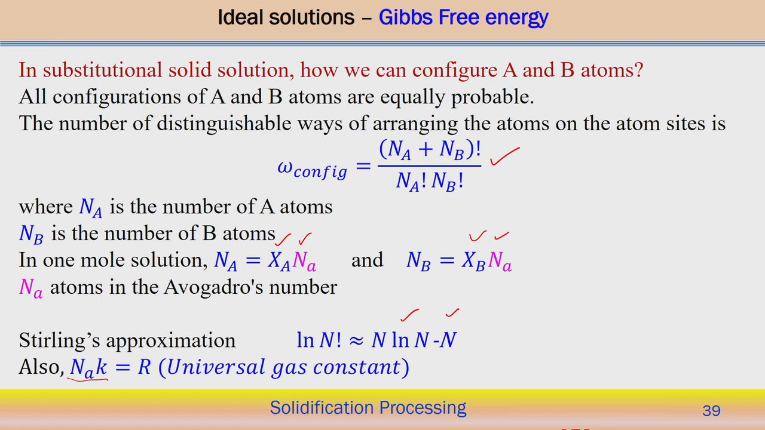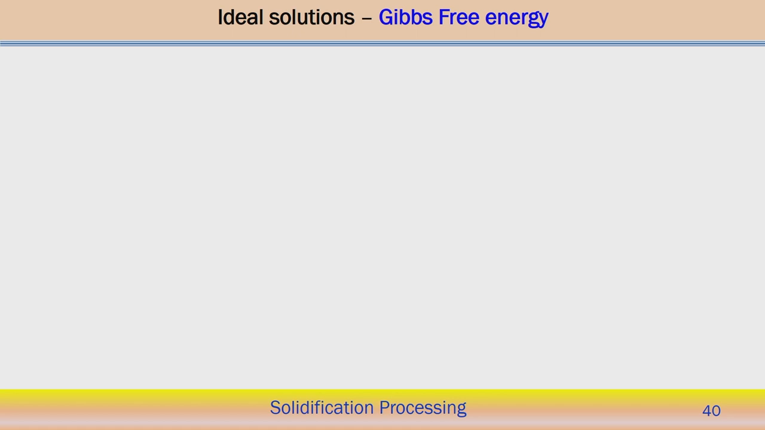Using this expression, we will calculate the Gibbs free energy for the ideal solution. For the ideal solution, delta S mix is basically S2, because in S1 there exists only one configuration of the atoms, and S1 equals k ln 1, which is 0. S2 is k ln omega config, the configurational entropy, where omega config equals (na plus nb) factorial divided by na factorial nb factorial.